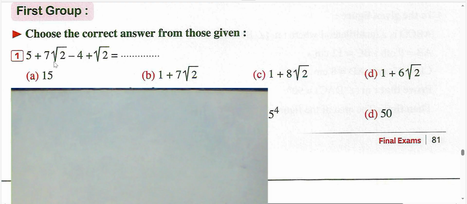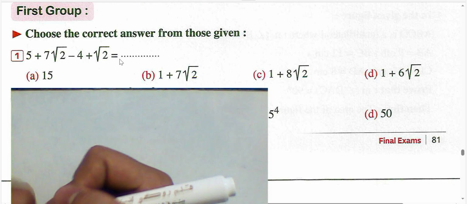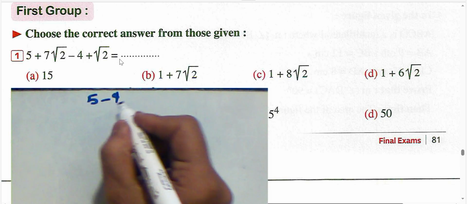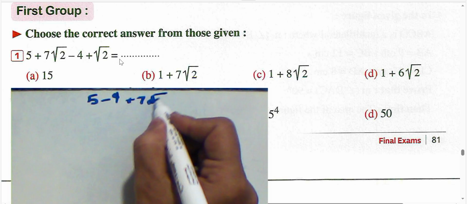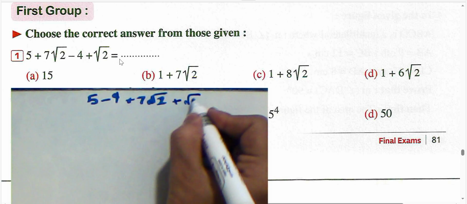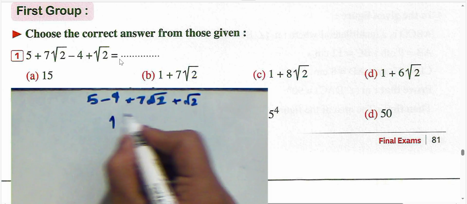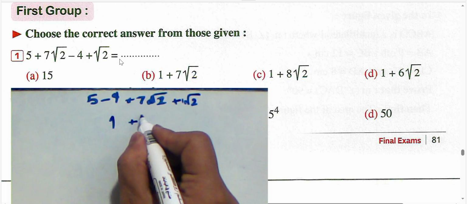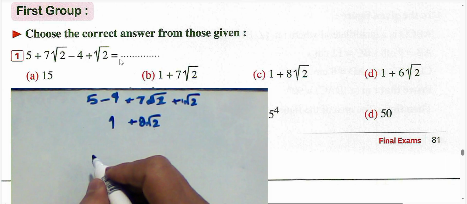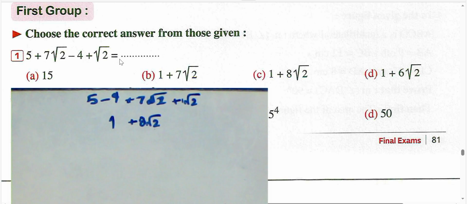5 plus 7 root 2, subtract 4 plus root 2 equal. We can use the commutative and associative properties to find the answer. Write 5 subtract 4, plus 7 times root 2 plus root 2. 5 minus 4 is 1. 7 plus 1 equal 8. The result will be 1 plus 8 root 2. Choose letter C.